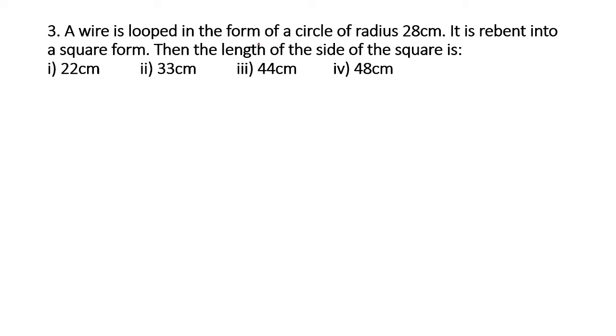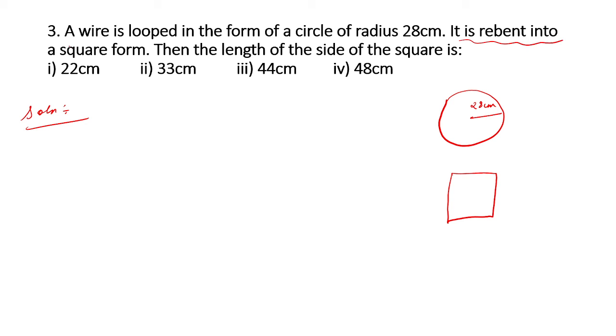The wire is looped in the form of a circle of radius 28 centimeter. It is rebent into the form of a square, then the length of the side of the square is? Now the solution. Okay, see, there's a wire. This is a wire, and the radius is 28 centimeter. Now using this same wire, we have stretched it out and rebent it into the form of a square. Clear with this?